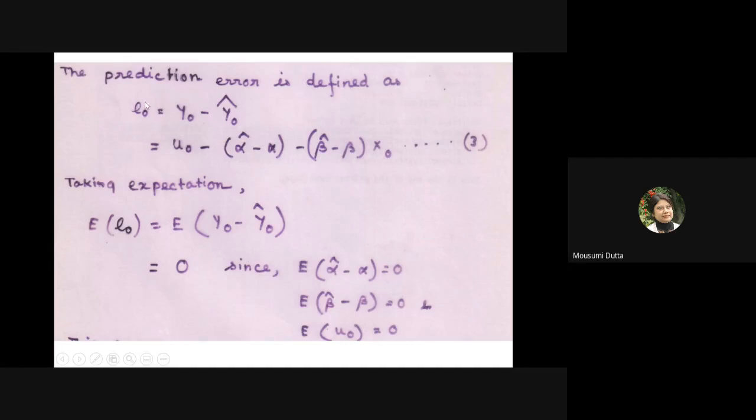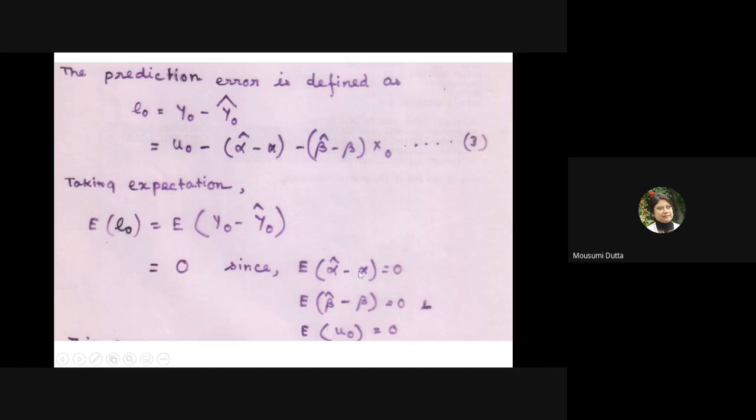We can discuss something about the nature of this prediction error. Generally we are interested in two natures, central tendency and dispersion. For that, I am considering the expectation of E naught, calculating the expectation of equation number 3. It is the expectation of U naught minus the expectation of this, minus the expectation of this. Expectation of U naught, a random classical error, is 0.